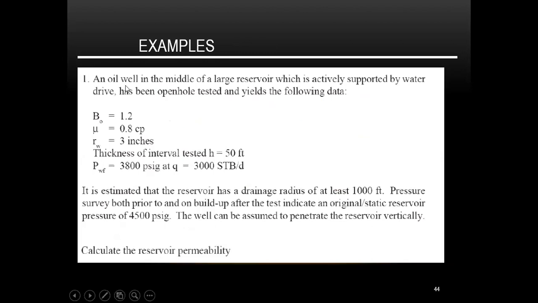Now let's look at the question we have. An oil well in the middle of a large reservoir, which is actively supported by water, has been open hole tested and yields the following data. The formation volume factor, as you know, converts the reservoir volume to the surface volume. It has the viscosity and the wellbore radius. The thickness of the reservoir is 50 feet from top to bottom. The flowing pressure is 3,800 psig at a flow rate of 3,000 stock tank barrels per day. So what they want right now is to calculate the reservoir permeability.